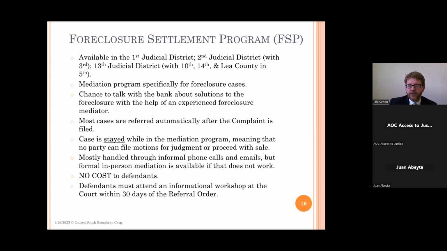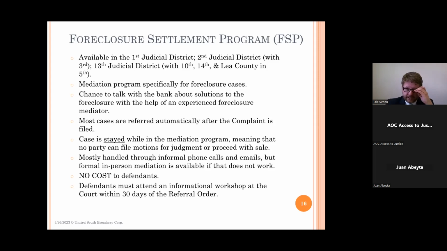In the FSP, most of the negotiations are handled through informal phone calls and emails between the parties. If the parties get to a point where in-person mediation is appropriate, that would be scheduled with the mediator and the parties and their attorneys, if any are involved. It'd be a lengthier version of trying to work something out, and depending on the issue of the case, that may or may not be possible. Most important, the FSP does not require any payment from the borrower, from the defendants, in order to participate.